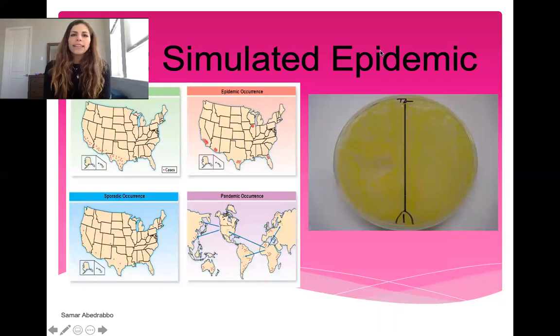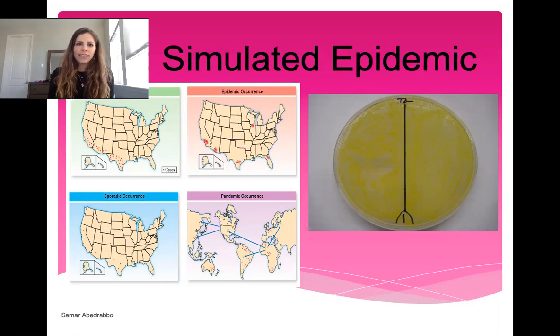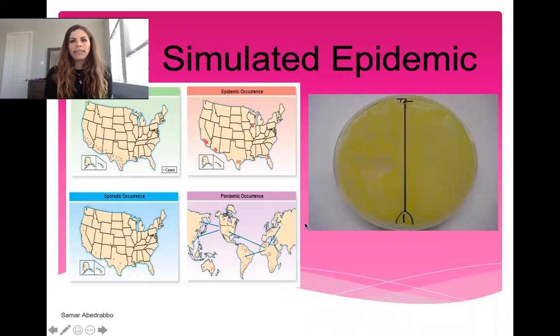Hi everyone, this is the simulated epidemic lab. In this lab, we were going to simulate what would happen if we have an outbreak of disease, and talk about the significance of that. But with everything that's going on with coronavirus, I think everyone in class understands how bad an outbreak can be. So we're going to discuss some background about epidemics and then what the experiment would have been if we were actually doing it in lab.